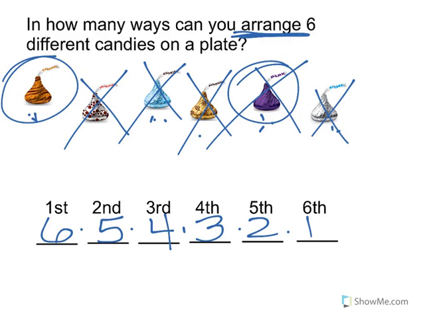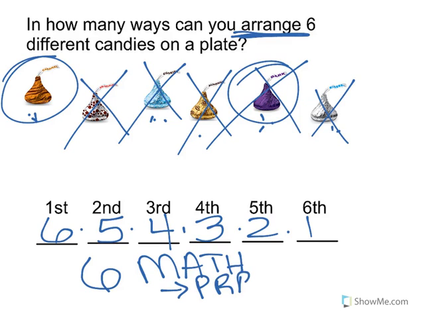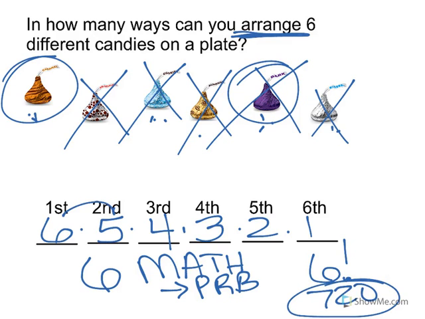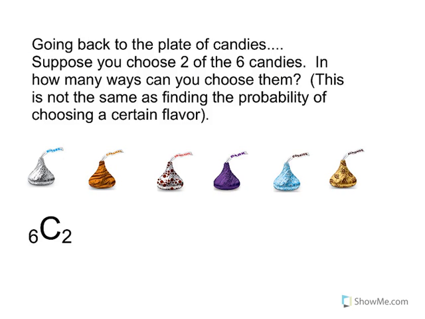So when you multiply all those together, you do this in your calculator: 6, and then go over to Math, go over to PRB, pick the fourth option, and you'll get a 6 factorial on your calculator. Hit enter, and you should get 720. Or you can just multiply all these numbers together. It's the same thing.